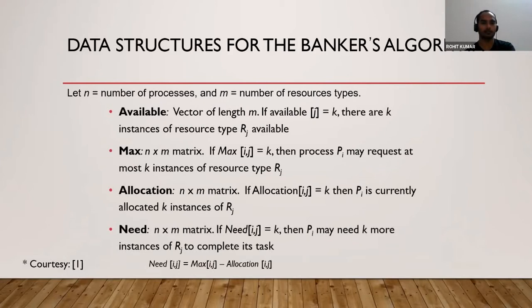There are different data structures, typically multidimensional matrices, or you can say arrays. Available shows the current availability of the respective resources. Then there is Max, the maximum number of resources needed by the respective processes. Then Allocation, the number of resources that have already been allotted to the existing processes. And finally, there is the Need matrix, showing the current need, the amount of more resources different processes need.